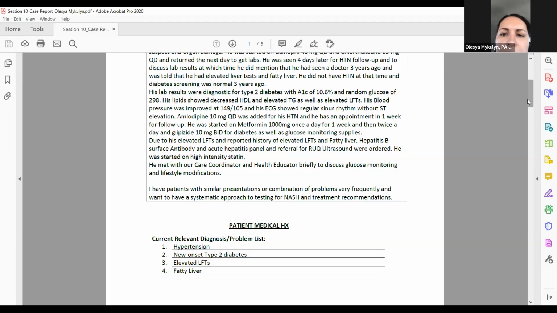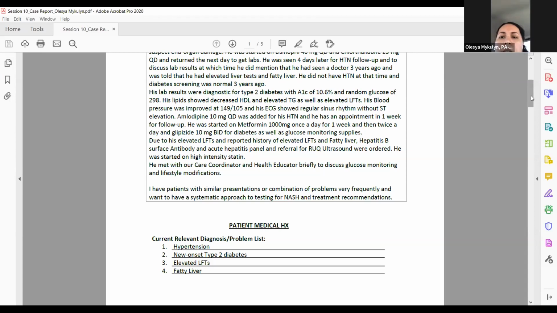Because he reported the history of elevated LFTs and fatty liver in the past, and he had elevated LFTs on the labs that we had done that week, we got an acute hepatitis panel, checked him for hepatitis B surface antibody to check for immunity, and also a referral for a right upper quadrant ultrasound to check for fatty liver.